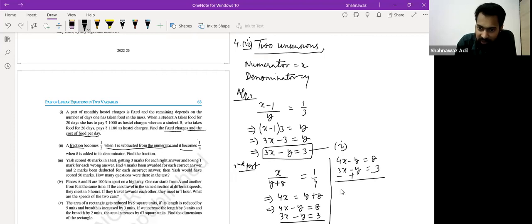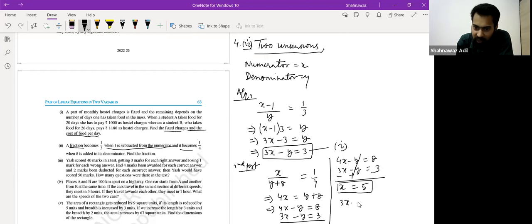Right. So 4x minus 3x is what? 1x, right? y cancels. And this is what? 8 minus 3, it's 5. Right. So x equals 5.